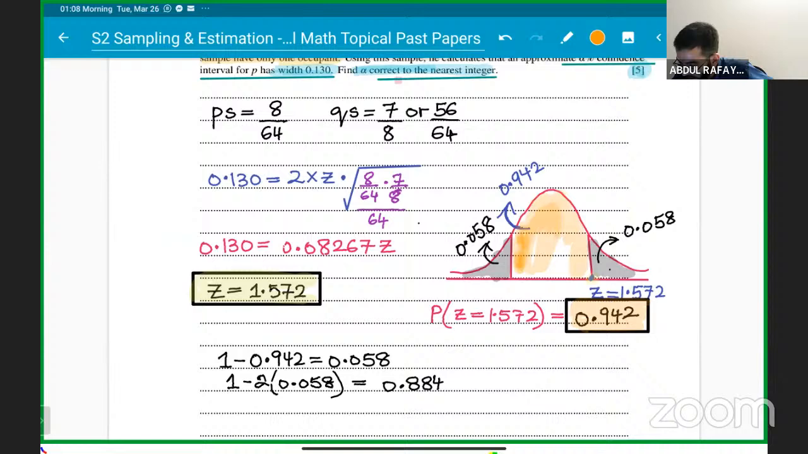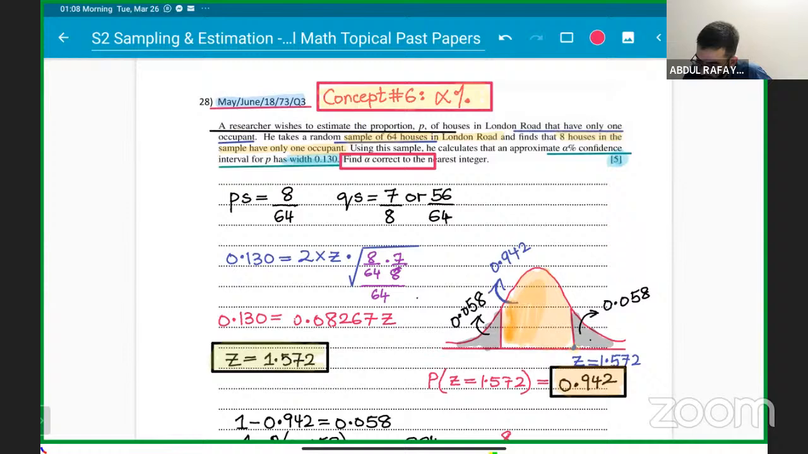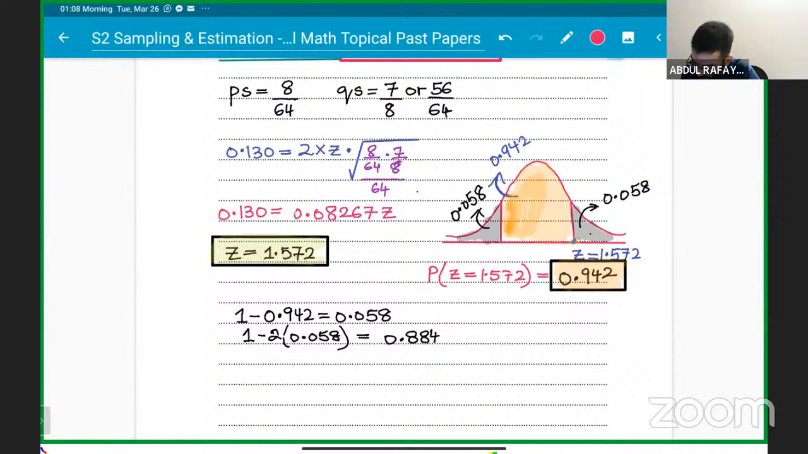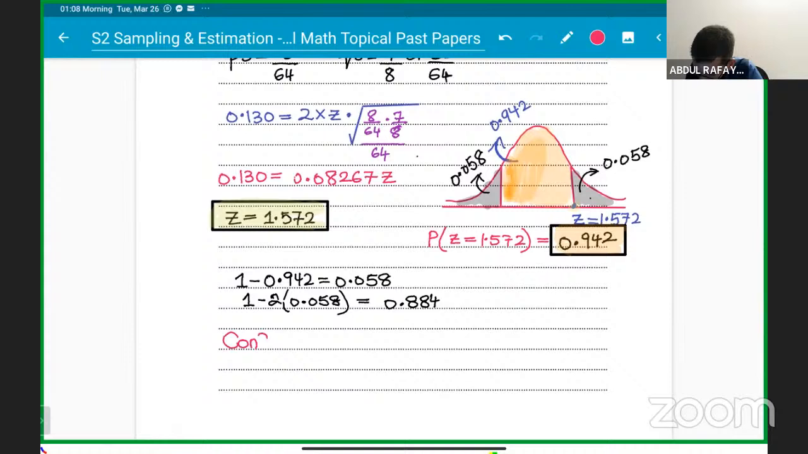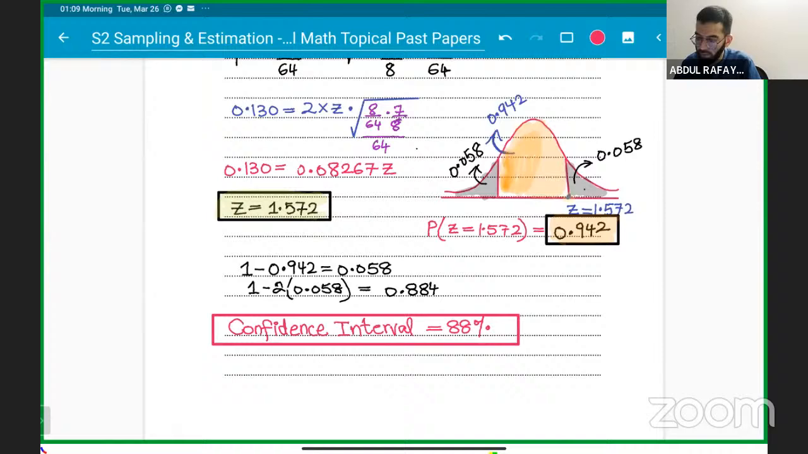And you can now write it down in terms of percentage. This will be, sir, almost 88.4%, because we give the answer to the nearest integer. They have written here that we have to give the answer to the nearest integer, sir. So the confidence interval is basically 88% to the nearest integer. With this, the question is completed. We have got 5 marks. This is very important. Recent papers are testing this again and again.